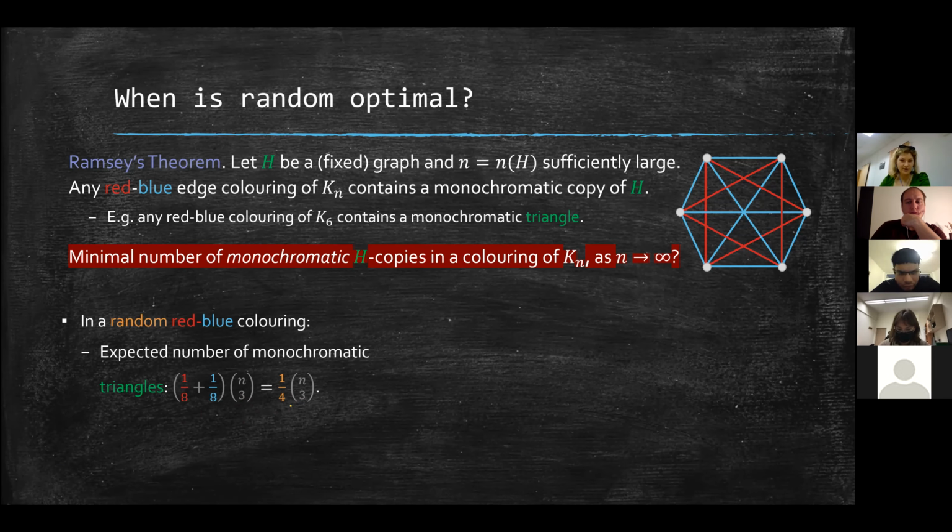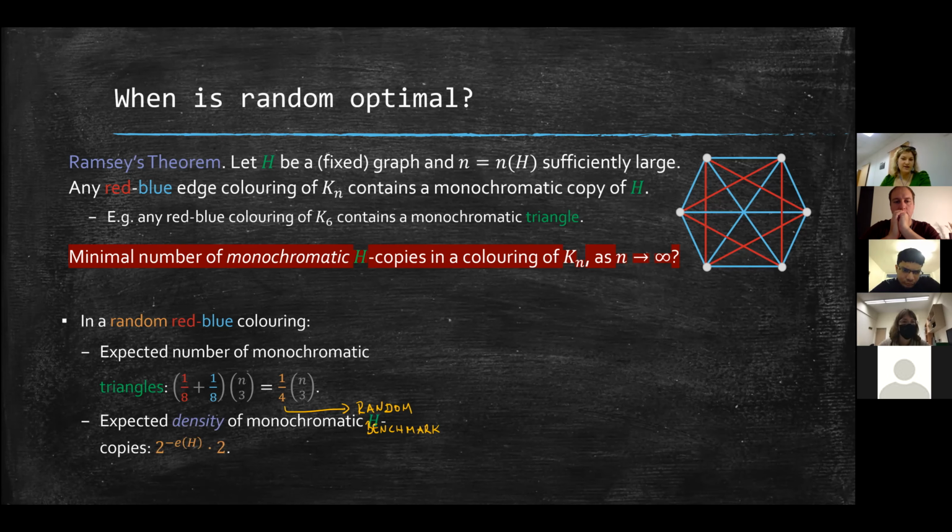This quarter I'll refer to as the random benchmark. That's what's achieved by a random coloring, and that's going to be relevant throughout our talk. This, in fact, generalizes to any graph H. For a given graph of fixed size and a given fixed copy of H, the probability that this copy comes out monochromatic is this, and then times 2 for the 2 colors. Altogether, this is again the random benchmark for a graph H.